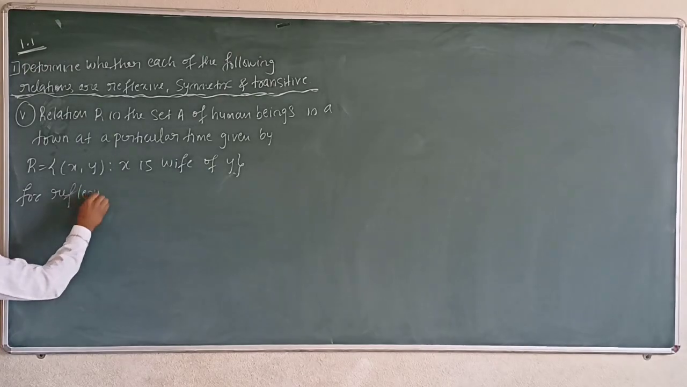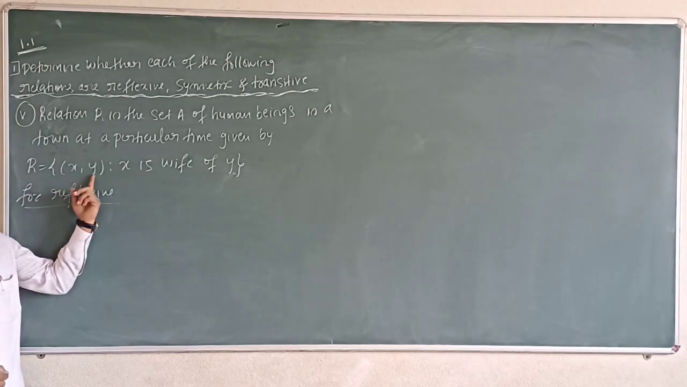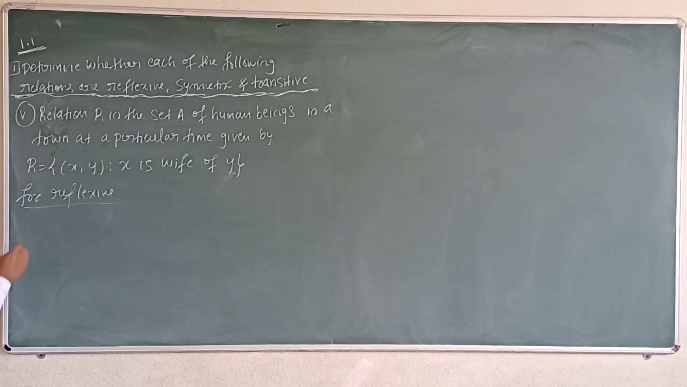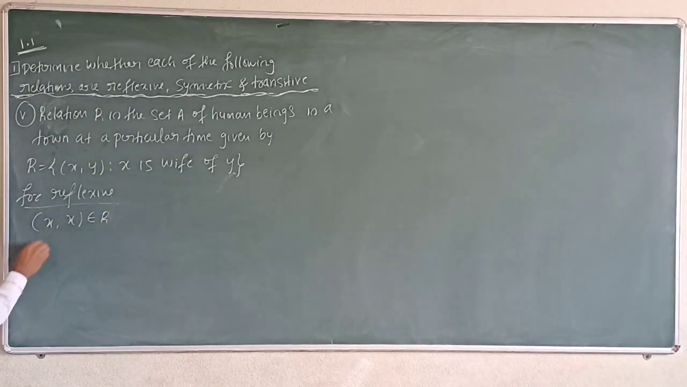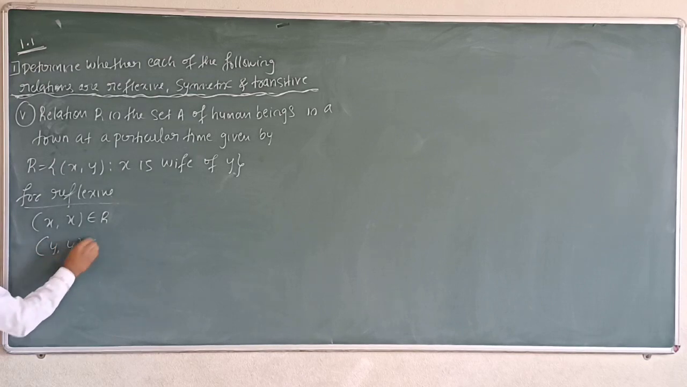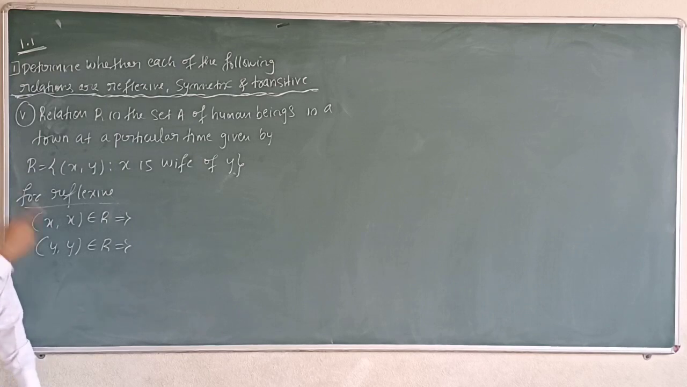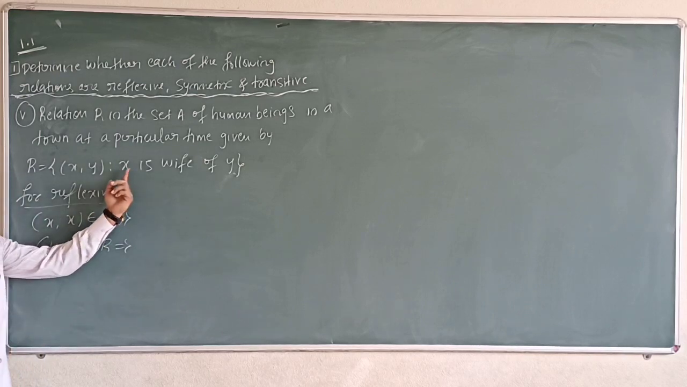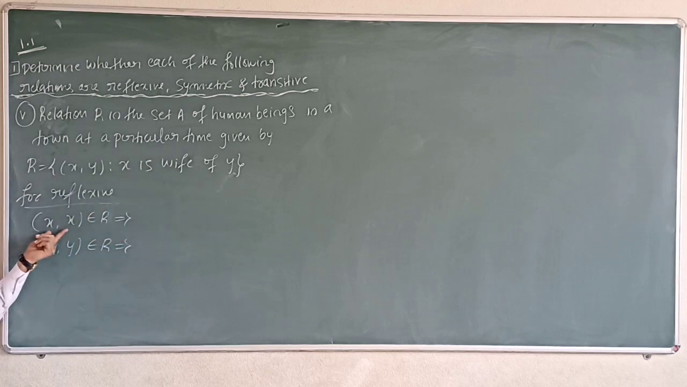Okay, for reflexive now. Right? X is a wife of y. They are given x comma y as an ordered pair. Reflexive means we have to take doublets. How do you write it? (x, x) belongs to R and (y, y) belongs to R. It implies applying the relation for this ordered pair. Here it was (x, y), x is a wife of y. Now it is (x, x), x is a wife of x.